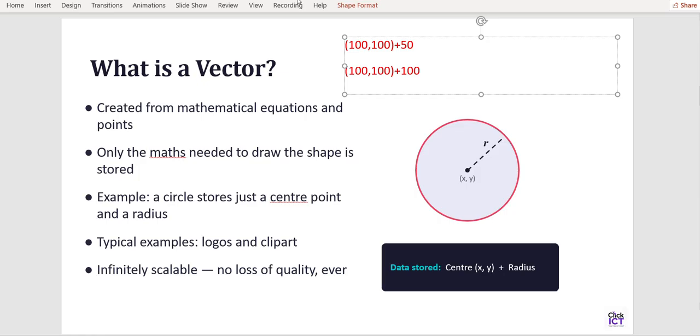But it will not stretch anything. It's not going to make the image or the shape blurry. It's going to redraw the circle by recalculating the values given. So the edges will be perfectly smooth and sharp. There will be no pixelation. It can be enlarged or reduced without losing quality.